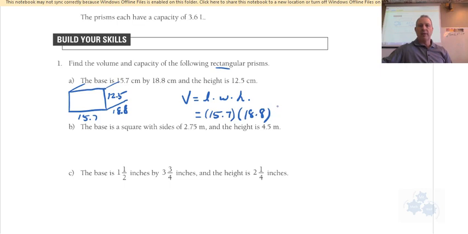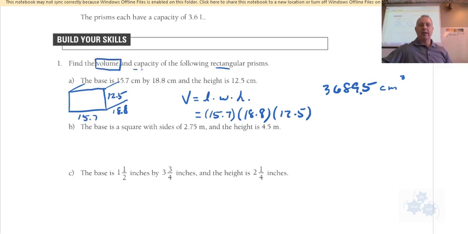And what do we get for a number there, guys? Anybody done that already? 3,689.5. Yeah. Okay. Now that's going to be centimeters cubed, but that would be how we express the volume.